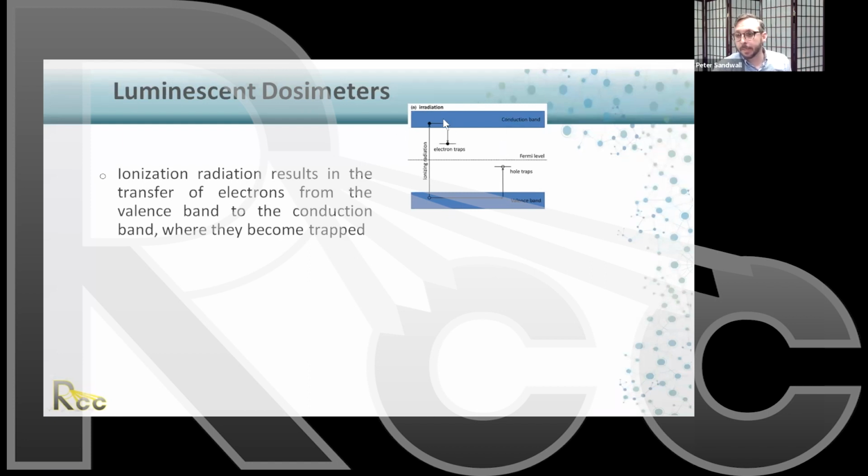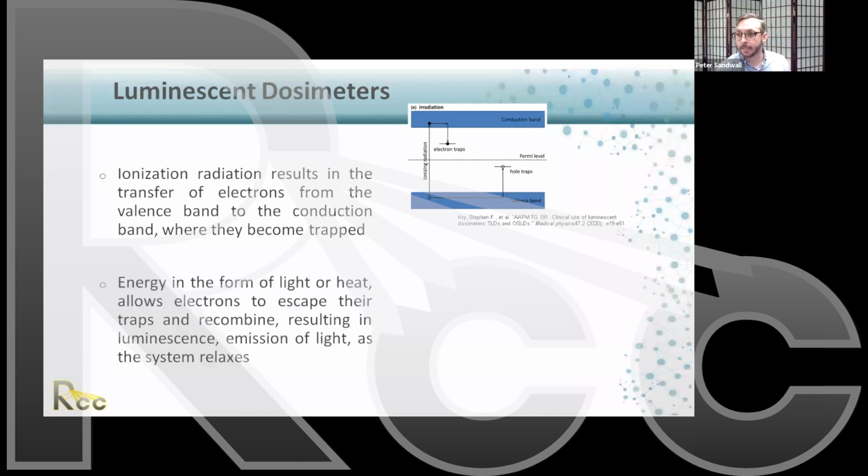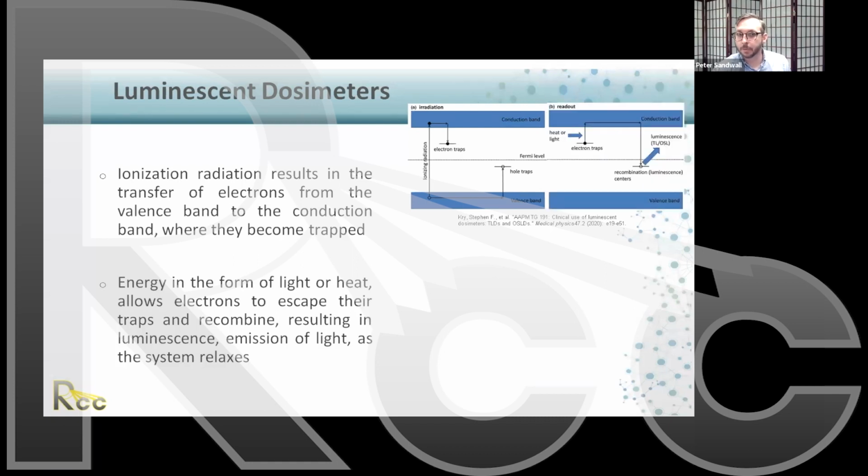When they're in that conduction band, they fall back down, but they get trapped. And when they're trapped, it's essentially a storage of the energy that they've been exposed to. When you expose them to either light or heat, you essentially release those electrons from those traps, where they then come back down and recombine. And during that recombination and relaxation, they release some light. And that light's proportional to the amount of radiation that they were exposed to.